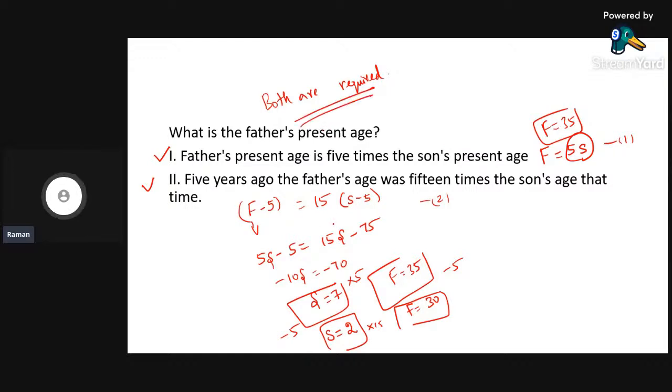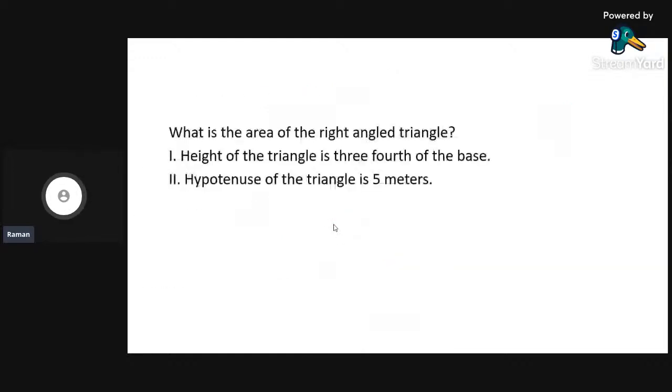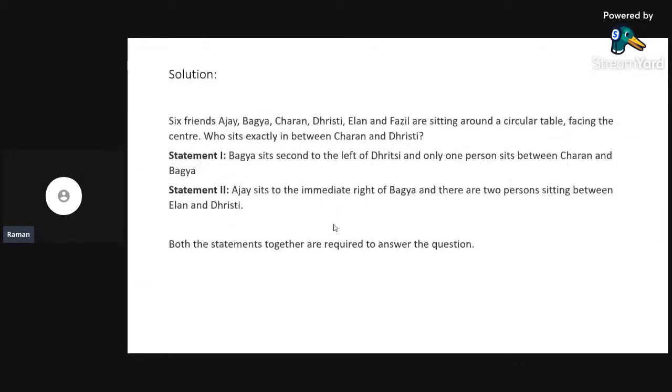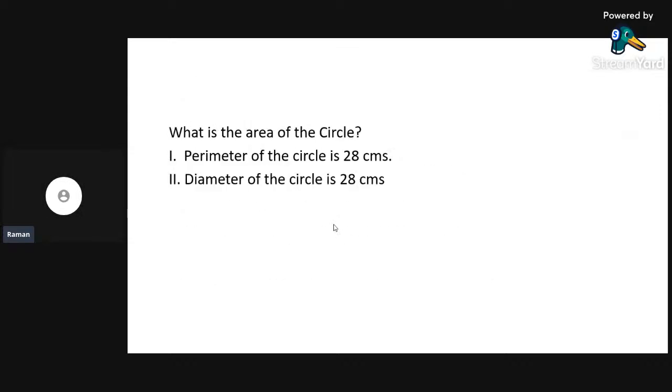Here, this is a question based on problems on ages. Let's give you a very interesting question. Want to answer this question?